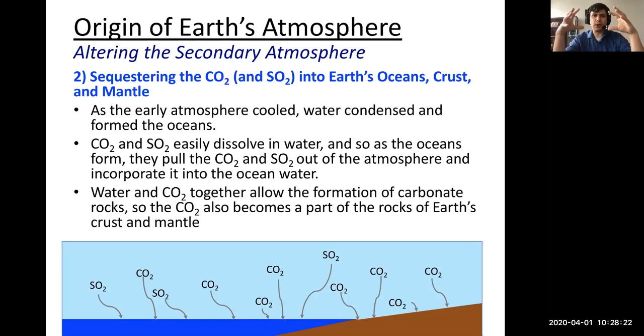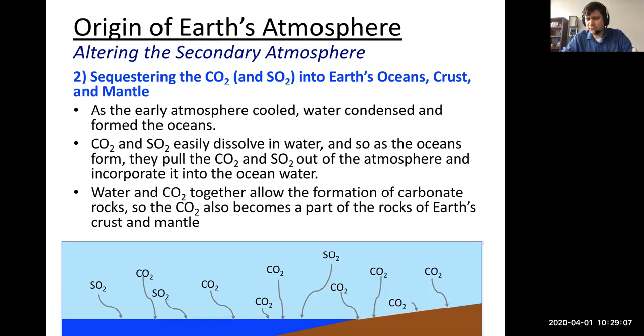So as the water in the secondary atmosphere condenses to form our oceans, water does what water does, and it can go ahead and sequester, it can dissolve the carbon dioxide and the sulfur dioxide. And we're all familiar with carbon dioxide dissolved in water, because if you had a soda today, or if you've ever had a soda in your life, that soda is carbonated water, CO2 dissolved in water, so fizzy water. So as we form our oceans, the CO2 is going to be dissolved into our oceans, removing it from our atmosphere. And now that we have CO2 in water, we can also do something else.